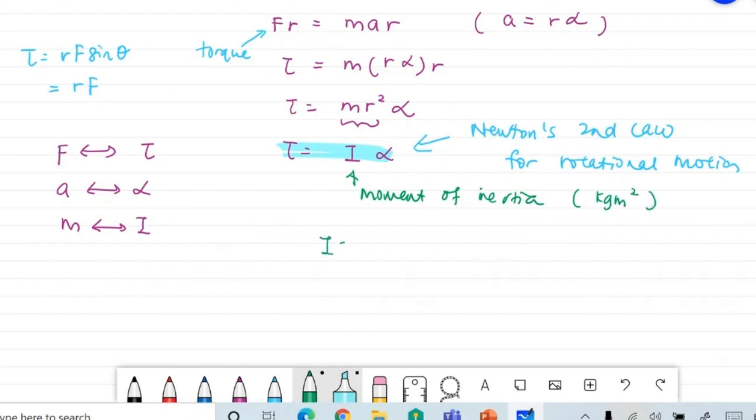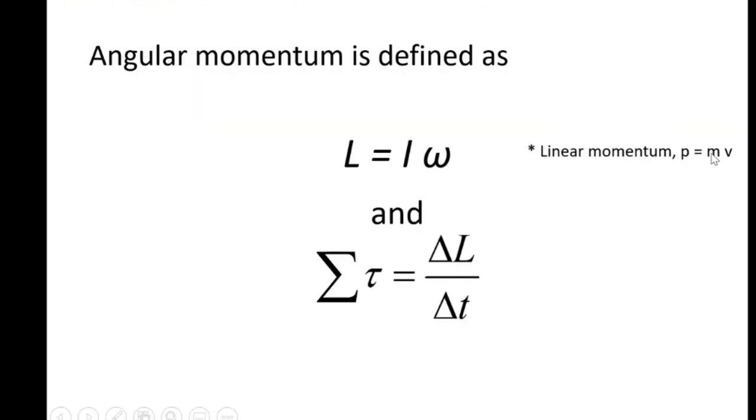In general, moment of inertia is a summation of mr squared. This is moment of inertia. Linear momentum is the product of mv. In rotational motion, we can find angular momentum, so you use the analogy as well. For angular momentum, we use the symbol L. Since linear momentum is the product of mv, we know m is analogous to I, p is analogous to L, and v is analogous to omega. Therefore, angular momentum is the product of I omega.